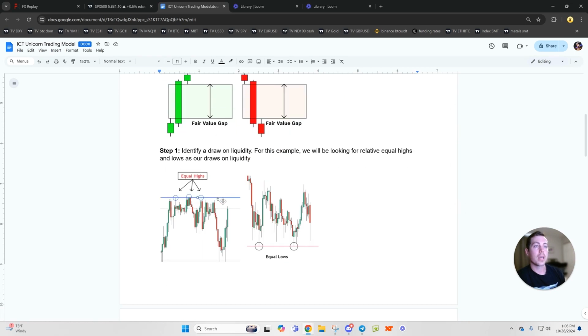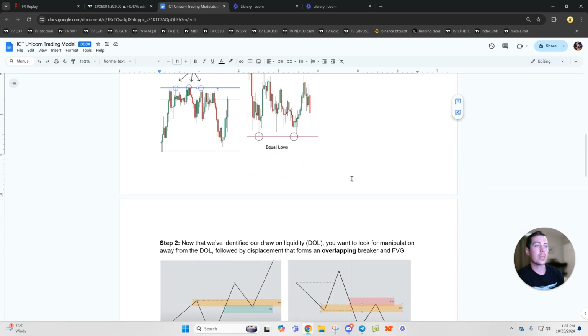We're also going to be looking at draws on liquidity today. So for our targets or our directional bias, we're going to be looking for relative equal lows or relative equal highs. Oftentimes retail will place obvious stop losses up here, assuming, okay, it bounced off this level so many times, so it shouldn't on the next time. But often this is what will be used by institutions and larger players for liquidity, so they can stop out the retail before making their reversal move. So we're going to be looking for equal lows and equal highs for our draws on liquidity.